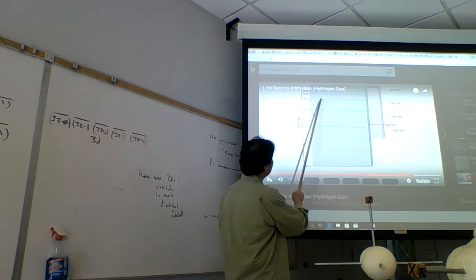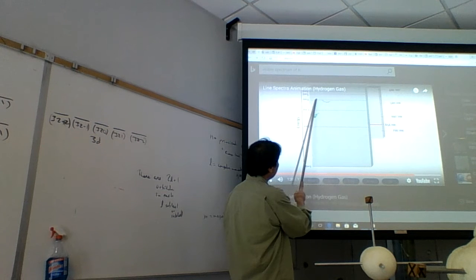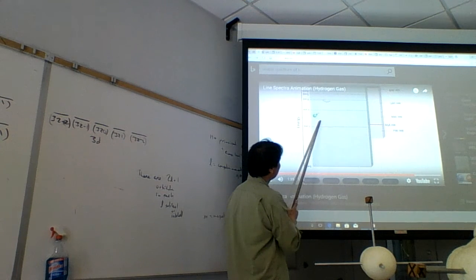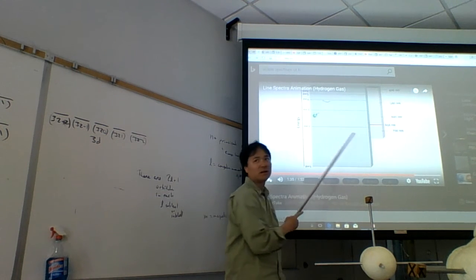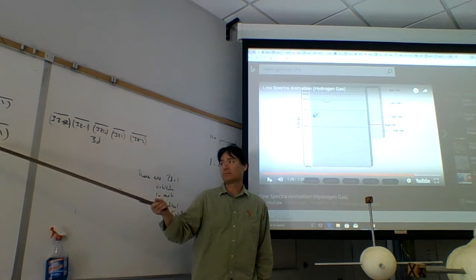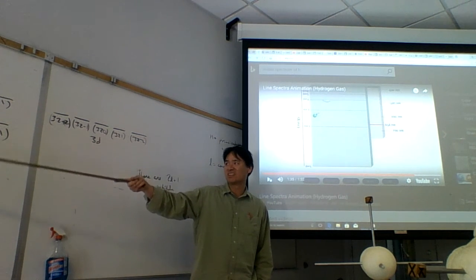But the key difference: these energy levels in the Bohr model are orbits. These energy levels in the quantum mechanical model correspond to orbitals. And this is a more detailed picture of that.